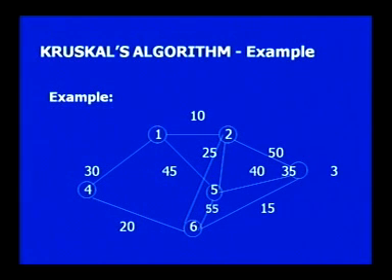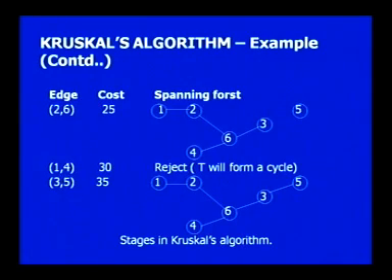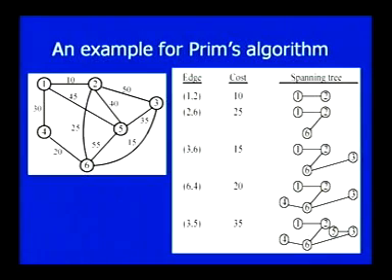This is another example. Again, you can see we are sorting all the edges and then we keep on connecting to the resultant if the edge is minimum and if it does not form a cycle. So, this is the resultant minimum spanning tree obtained from the original graph.